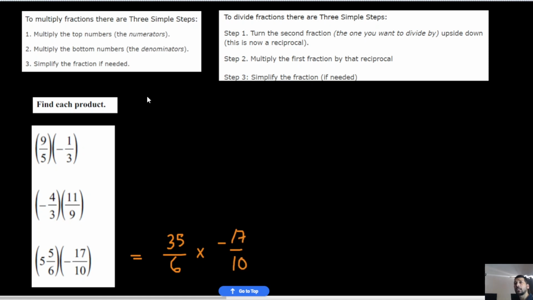Now we follow the strategy, multiply the top numbers, 35 times negative 17, and then multiply the bottom numbers, 6 times 10. Here in this multiplication, we have a positive number and a negative number, so our final answer would be negative. So just put a negative sign here. Now 35 times 17, that is 595.